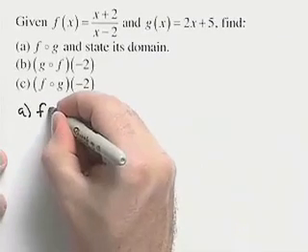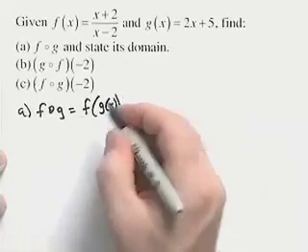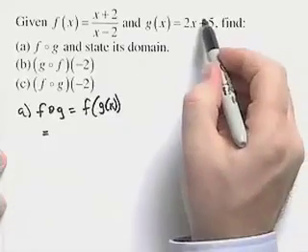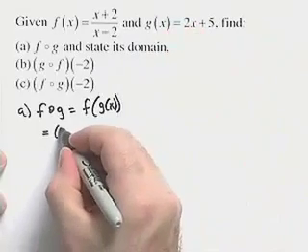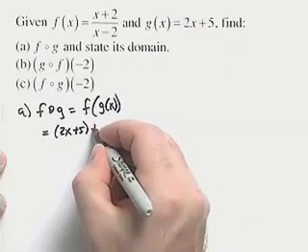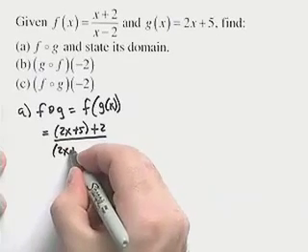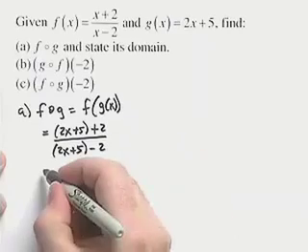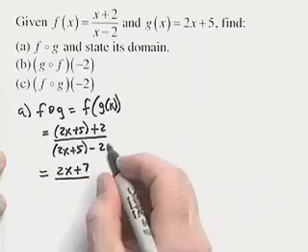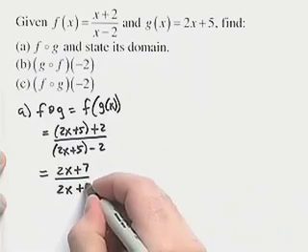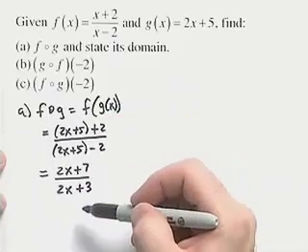The notation f of g is equal to f of g of x. So basically we just need to take this entire function g of x and substitute it into our function f anywhere an x occurs. So we'll have (2x plus 5 plus 2), so we replaced x by 2x plus 5, over 2x plus 5 minus 2. We're going to simplify that. The numerator will have 2x plus 7, and our denominator will get 2x plus 3. Well, our composition, f of g, is equal to (2x plus 7) divided by (2x plus 3).